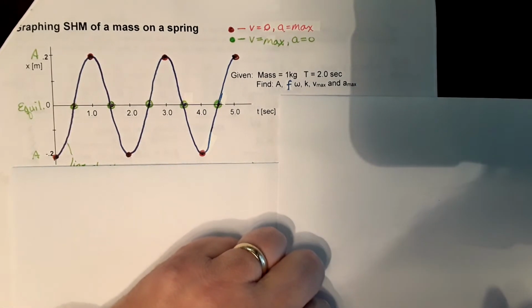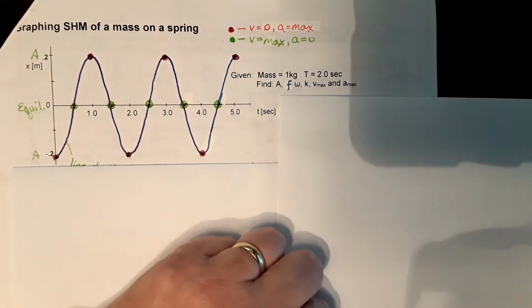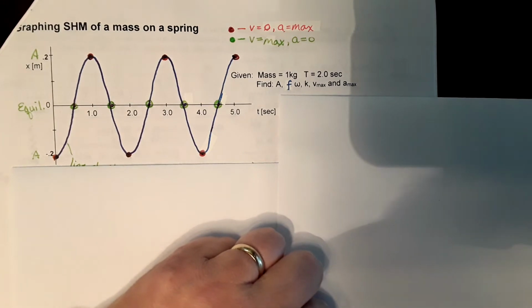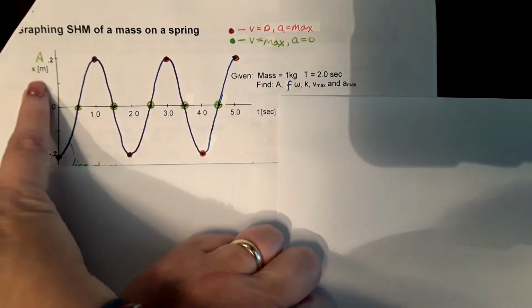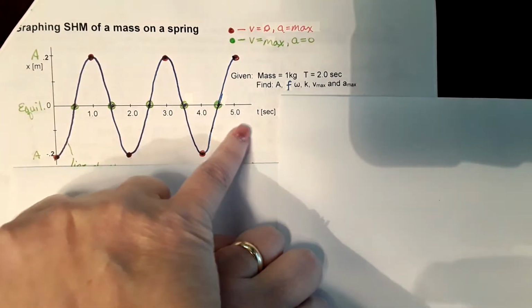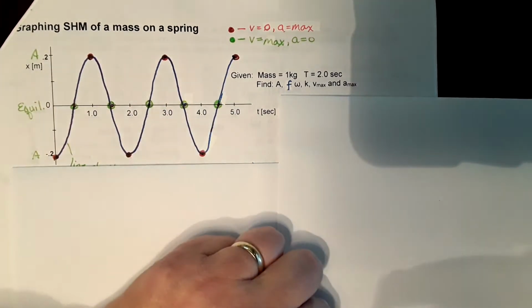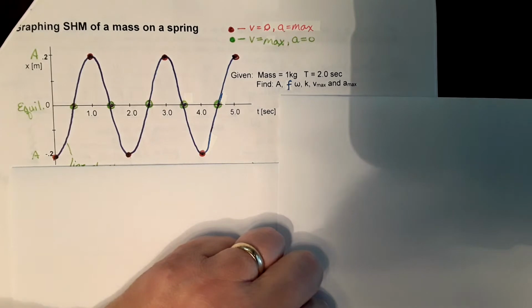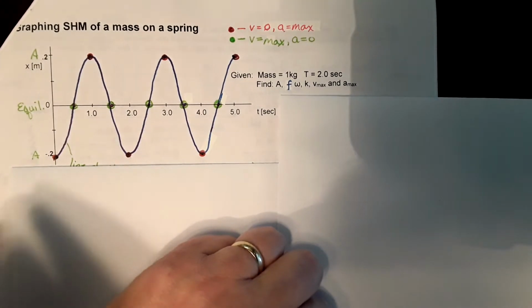Good afternoon, everybody. We're going to be finishing out the notes on simple harmonic motion. So this may take a little bit of time. We're picking up at the top of the fourth page, and we're looking at a graph of the position versus time at different points for a mass on a spring in simple harmonic motion.